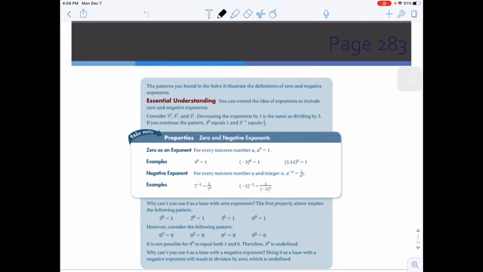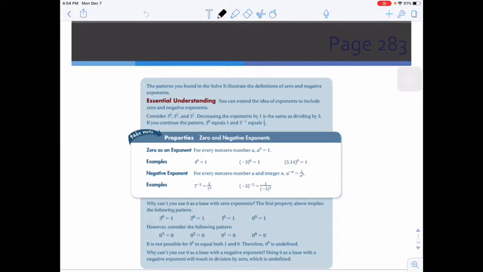For every non-zero number a and integer n, a to the negative n is equal to 1 over a to the nth power. For example, 7 to the negative 3 equals 1 over 7 to the third. Negative 5 to the negative 2 power is equal to 1 over negative 5 all squared.